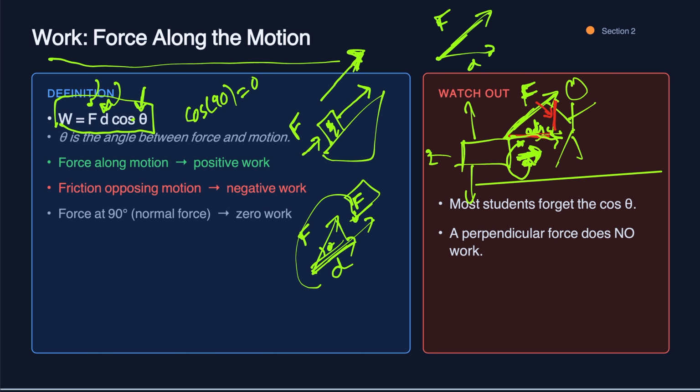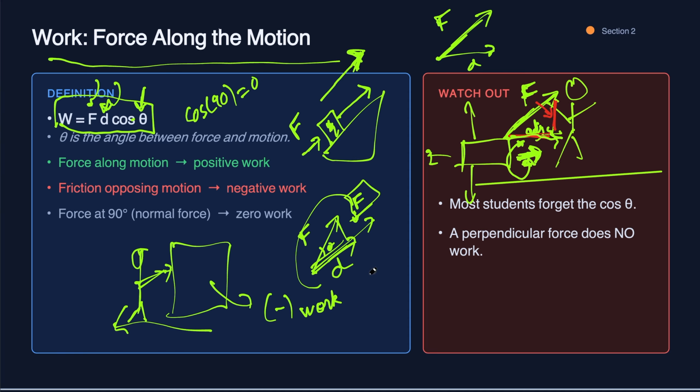And then imagine if you pushed it one way, right? But the block actually went the other way, which is pretty rare in reality, right? That probably doesn't happen a whole lot. But if it does, that means the block is doing negative work, okay? Because cosine of 180, which is the degrees between the direction you're pushing, right? That's -1.